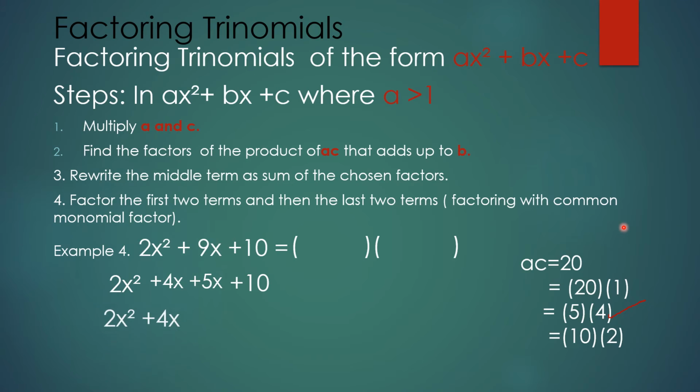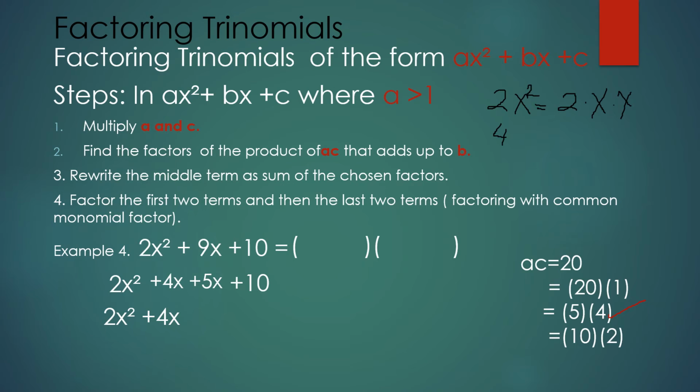So first group is 2x squared plus 4x. So how are we going to factor this one? So we have 2x squared. We can factor this using prime factorization. We need to make sure that the factors are prime numbers. So 2 is already a prime number, so we just simply copy that 2 times x.